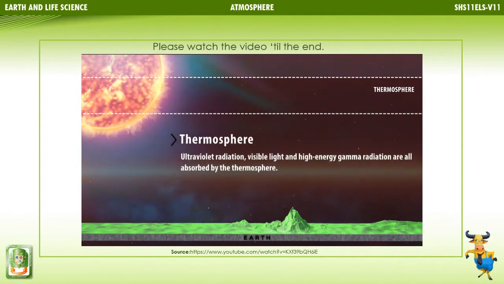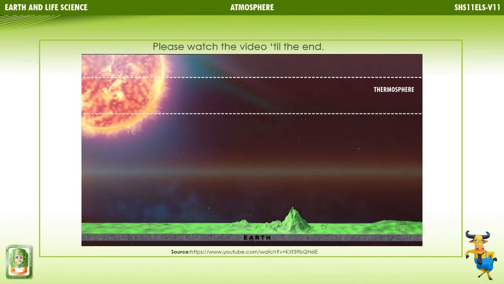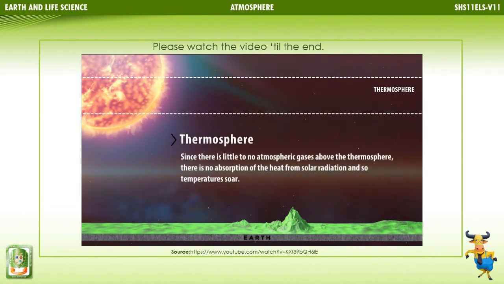Ultraviolet radiation, visible light, and high-energy gamma radiation are all absorbed by the thermosphere. Since there is little to no atmospheric gases above the thermosphere, there is no absorption of the heat from solar radiation, and so temperatures soar.